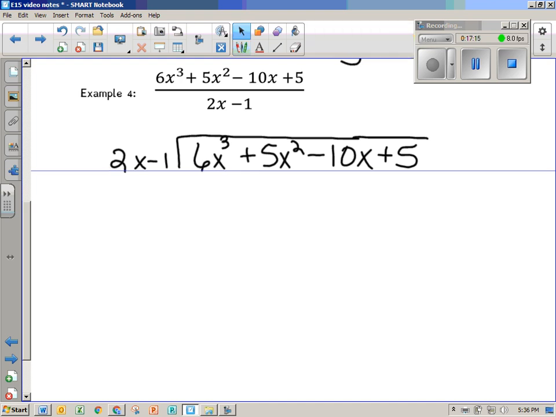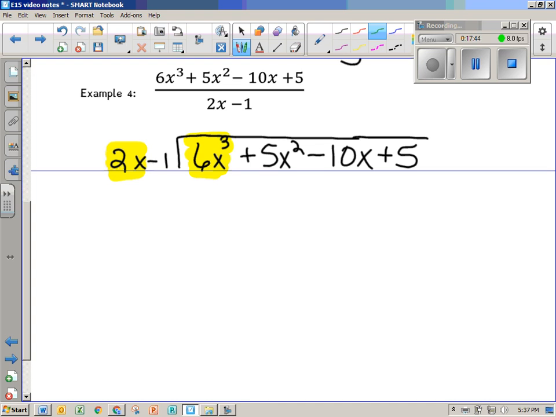All right, let's highlight what we're dividing by. So we're always dividing with the first into first. The rest of the numbers are just sort of along for the ride. Okay. So you're thinking to yourself, 2x times what is 6x cubed? And if you want to try this one on your own, just pause the video and try it on your own, and then turn it back on if you get stuck, okay?